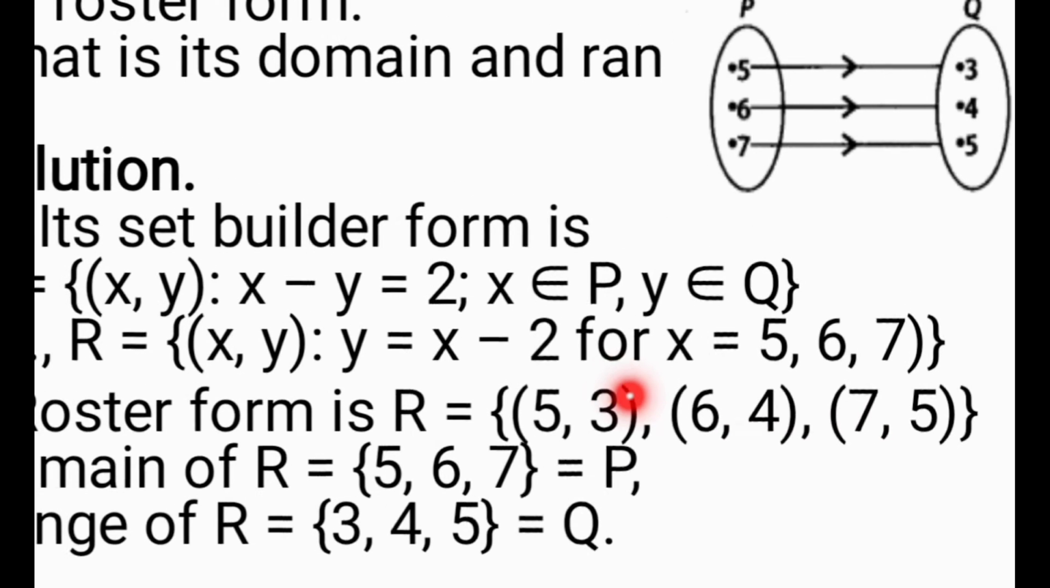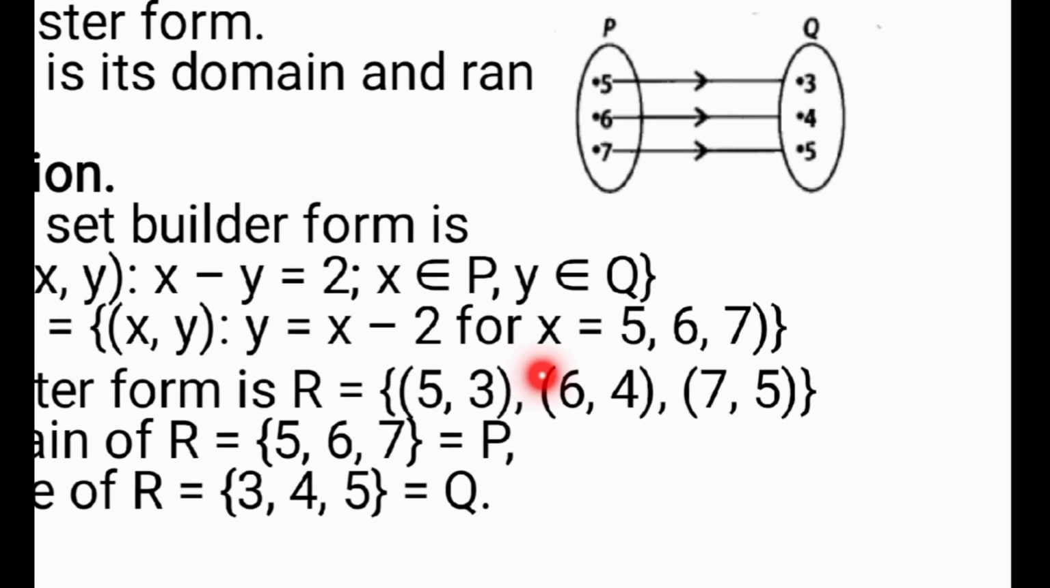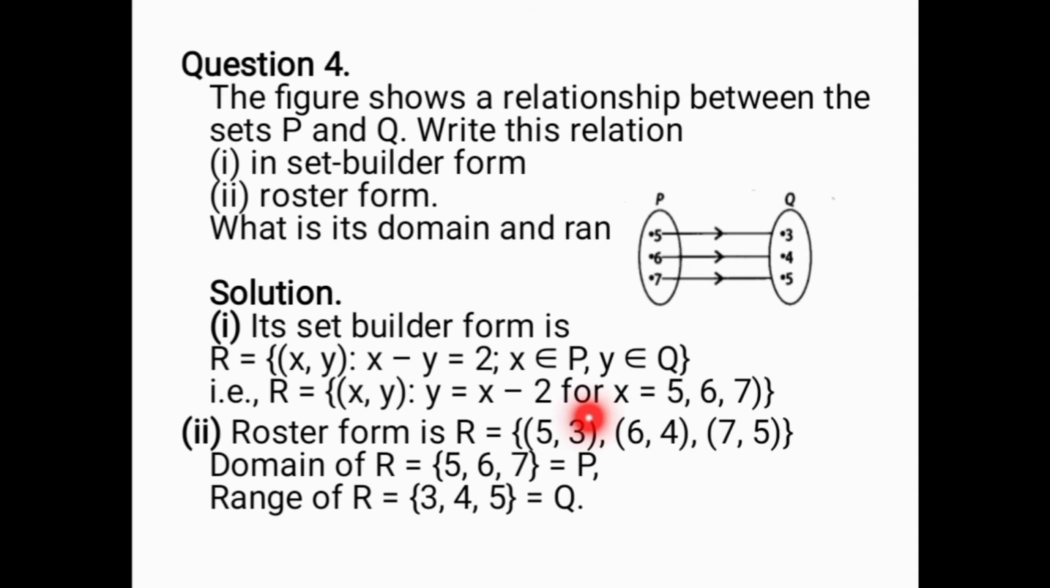Range: 3, 4, 5. So that is the range. Again you will get the same elements 3, 4, 5 in the set Q. That's why we are writing range equal to Q.